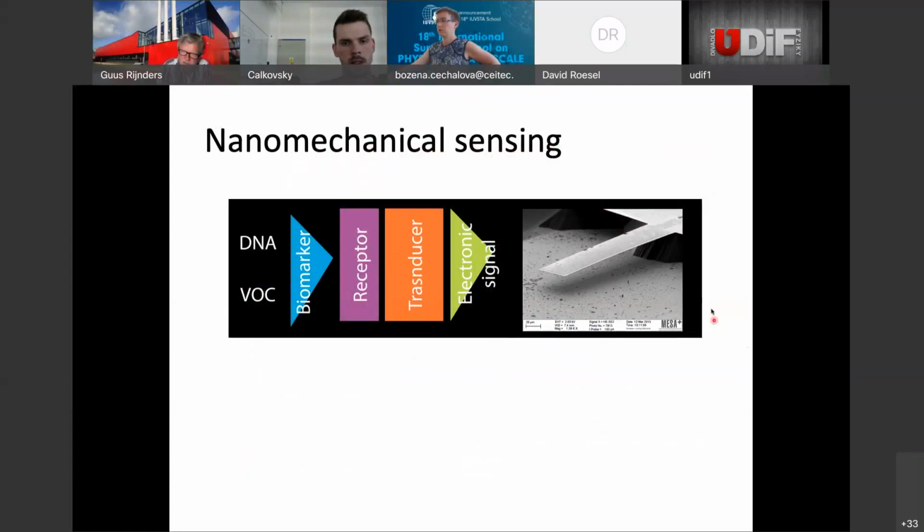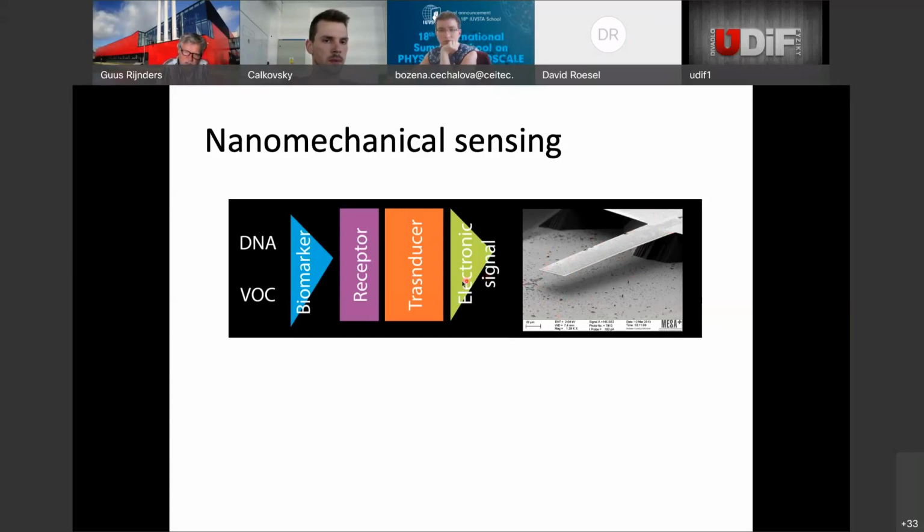Here you can see one of them, very thin. And what we can do is we can actuate it. We can make this move up or down. And with that, it becomes a very sensitive mass sensor.